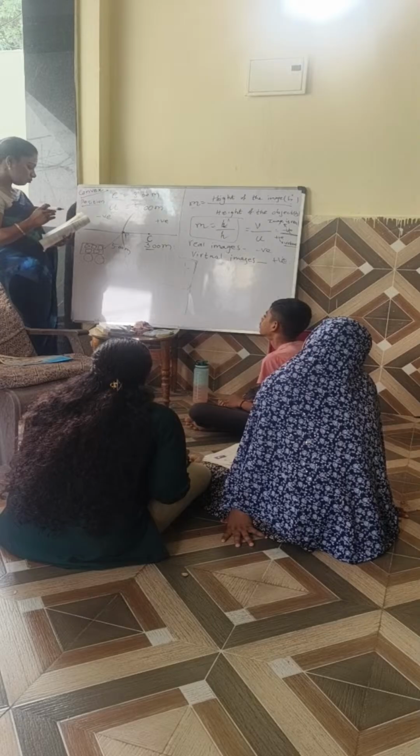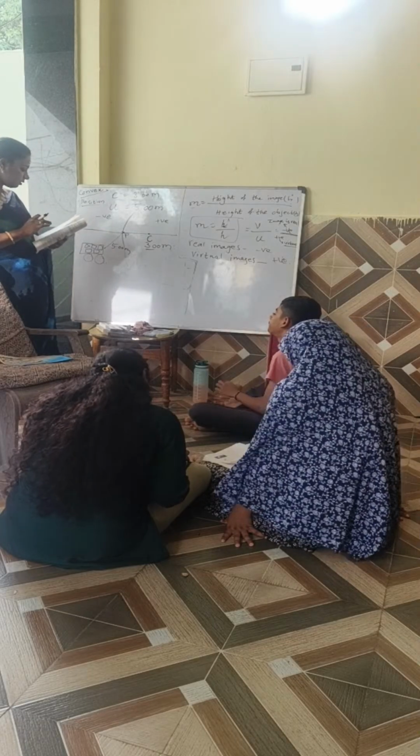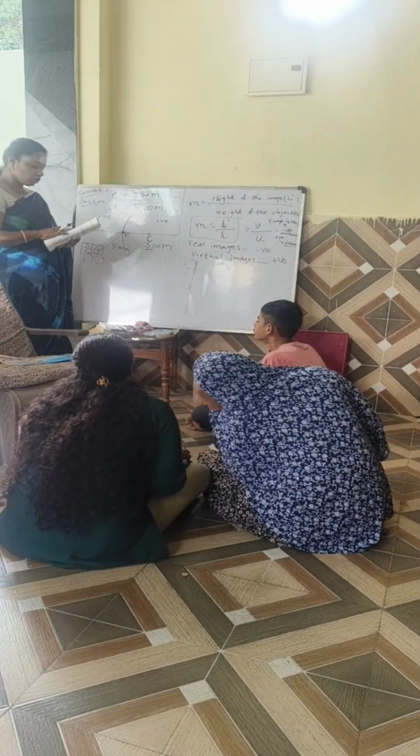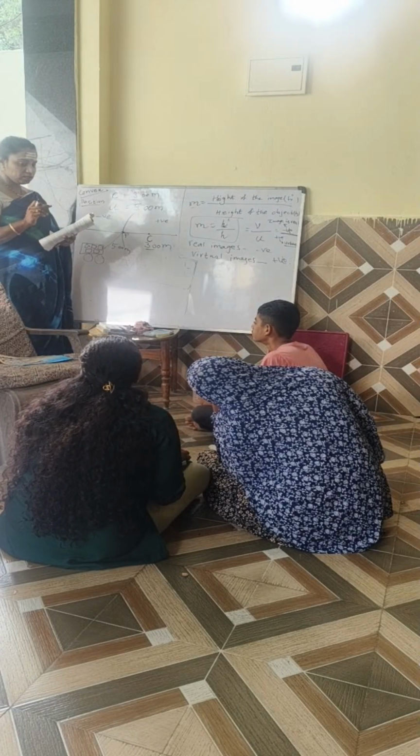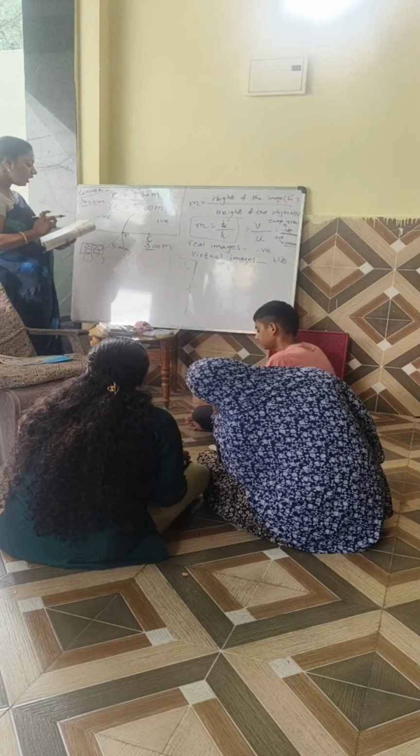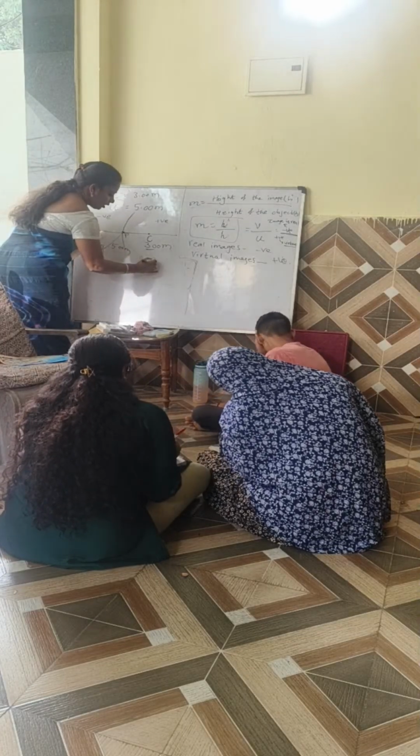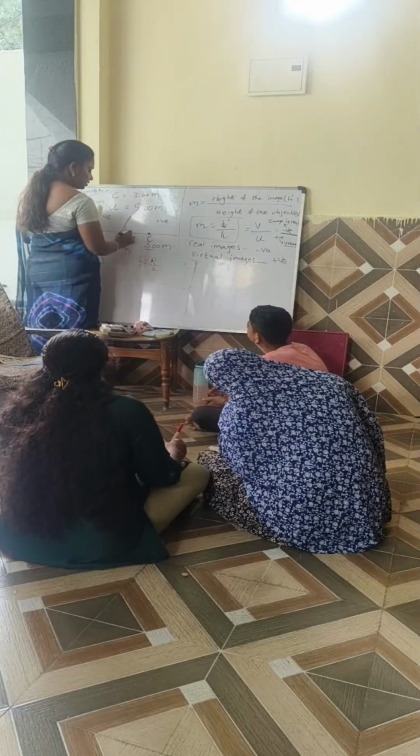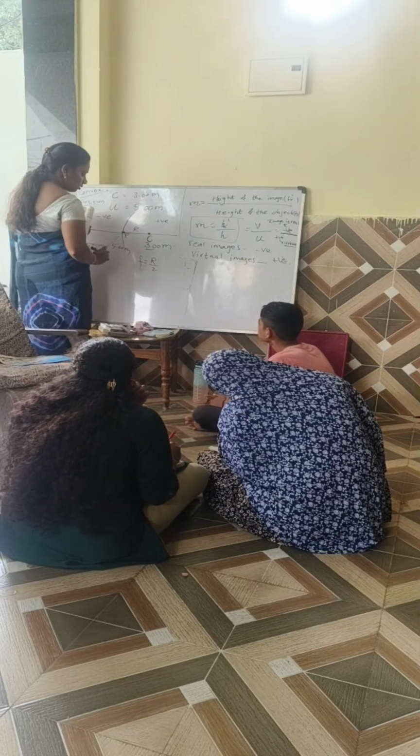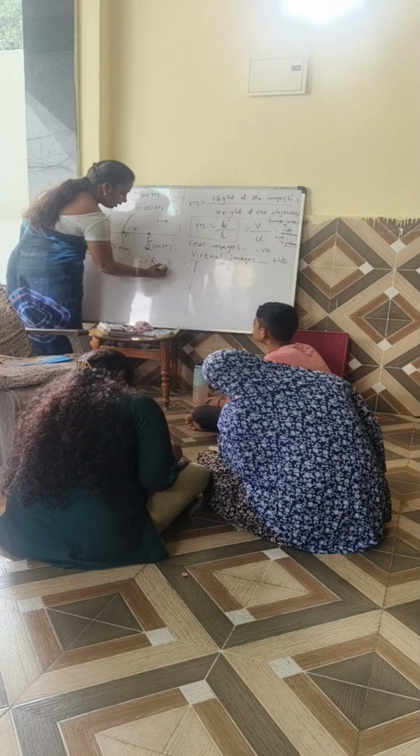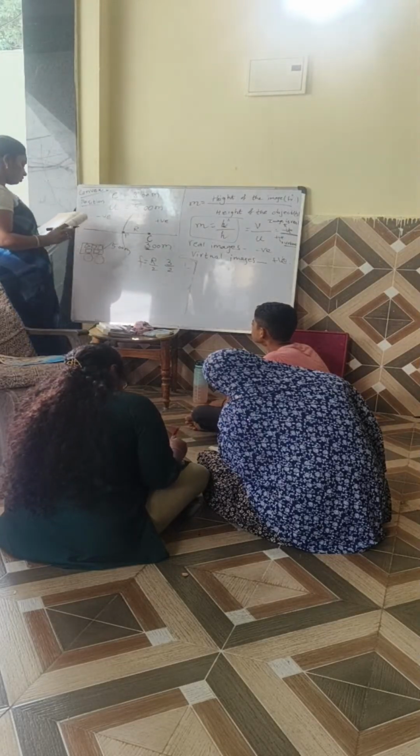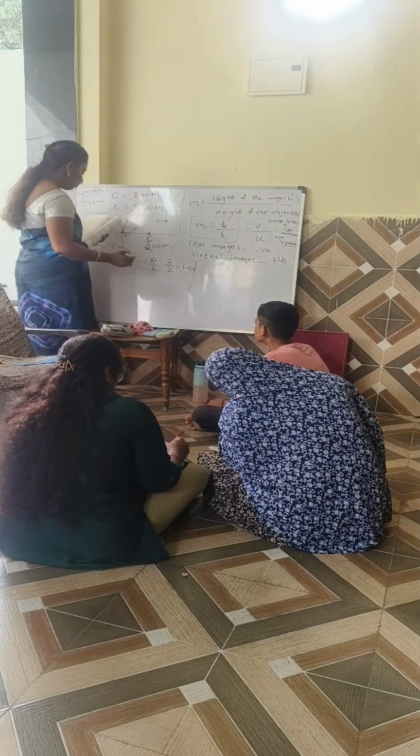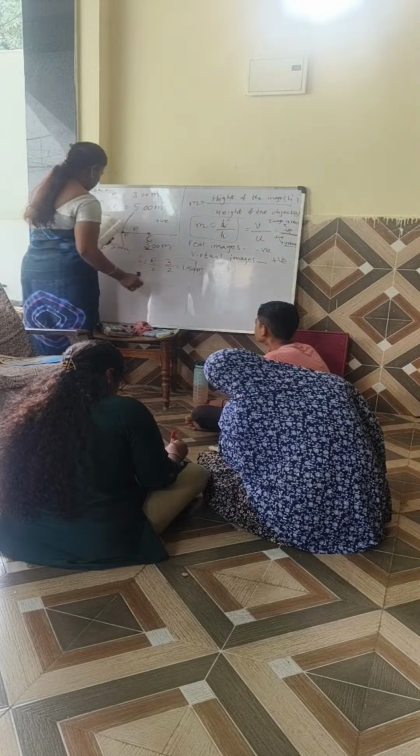You should also find the image size, the height. First, we should find out the focal length, F. If you know the F distance, you will come to know. Focal length F equal to R by 2. What is R? The distance between pole P and C is called R. How much have they given? 3. 3 by 2 means 1.50 meters.